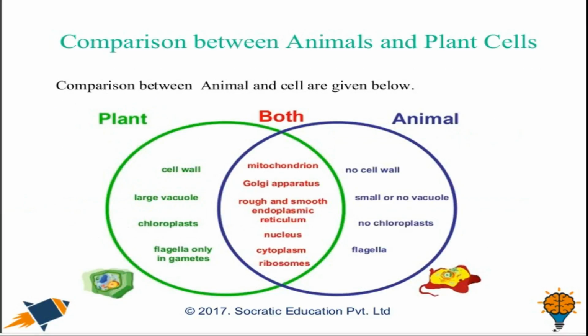Proceeding further, we have a Venn diagram that talks about the comparison between plant and animal cells. In the green circle on the left hand side we talk about the plant cell, and on the right hand side we talk about the animal cell, and the things present in both of them are given in the center here. So give proper attention while going through this diagram so you have a proper understanding of the differences between a plant and animal cell.